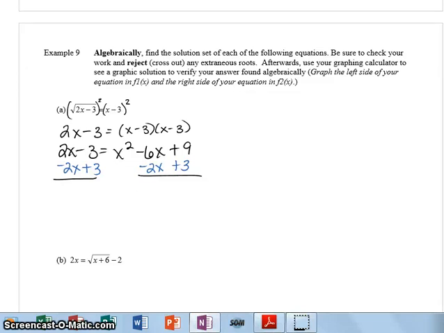Okay guys, we're continuing on here. This is Unit 5, Day 2, Part 2. So we're on the last example 9 here. So we squared both sides. This removed the radical on this side, and then we had to actually FOIL this out.